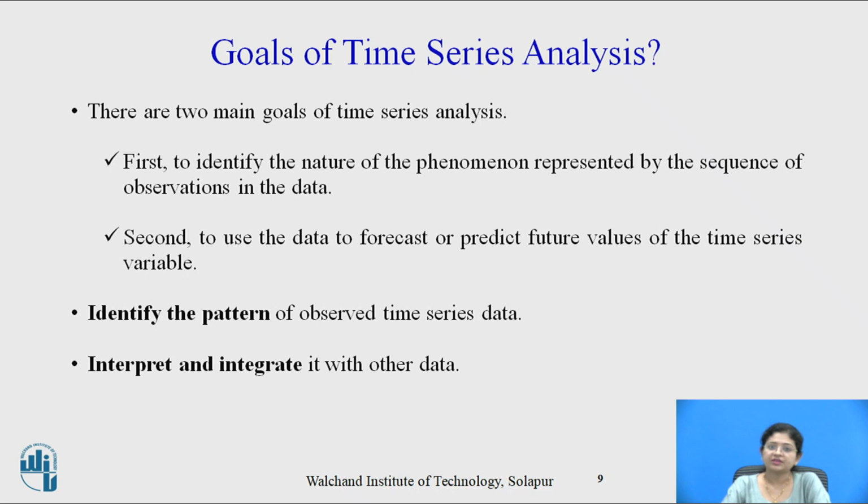Now let us see the goals of time series analysis. There are two main goals. First, to identify the nature of the phenomenon represented by the sequence of observations in the data, and second, to use the data to forecast or predict the future value of the time series variable. Both these goals require identifying the pattern of the observed time series data, and once you identify the pattern, we can interpret and integrate it with other data. That means we can use the same pattern for prediction for other data also.